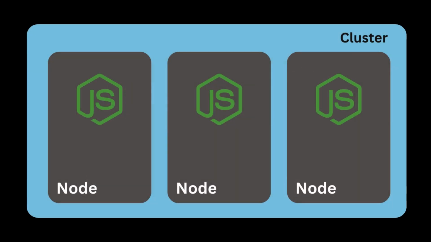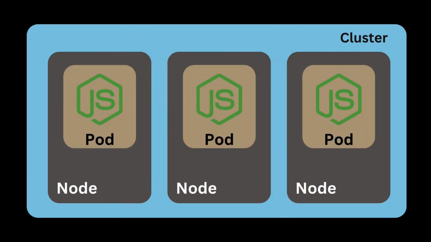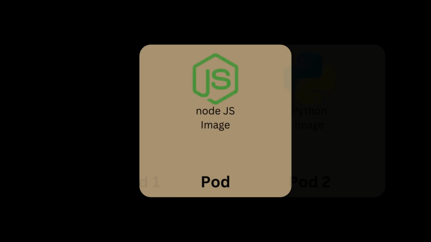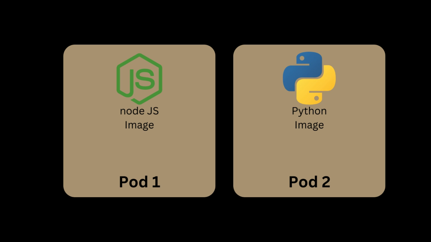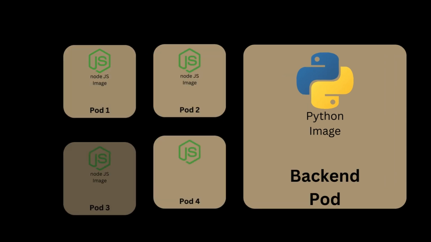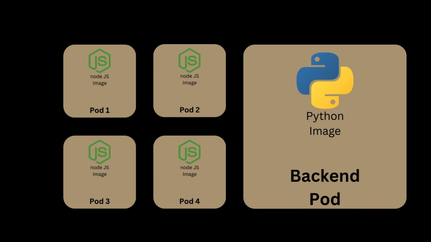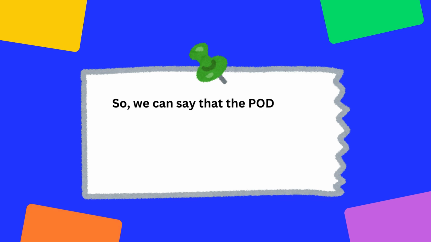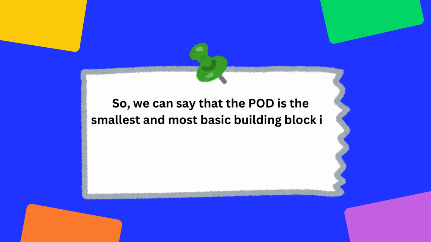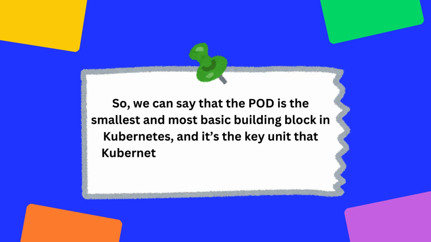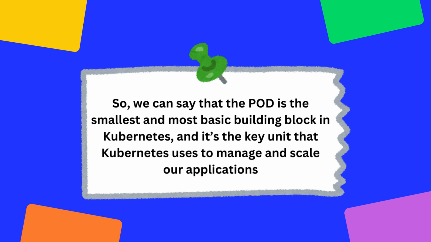These worker nodes are within a cluster, but Kubernetes cannot place these containers or the images directly onto the worker nodes. Instead, it encapsulates each container into something called a pod. Think of a pod as a box that holds one or more containers, which represents a single instance of our application. So, if you need multiple copies of your application running, you need to create multiple pods. So we can say that the pod is the smallest and most basic building block in Kubernetes, and it's the key unit that Kubernetes uses to manage and scale our applications.